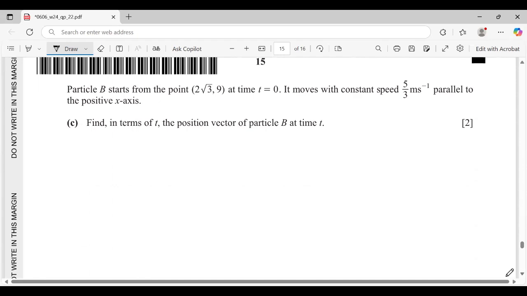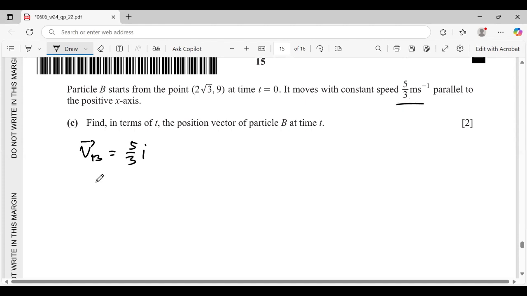Particle B starts from the point (2 square root 3, 9) at time t equals 0. It moves with constant speed 5/3 meters per second parallel to the positive x-axis. You can evaluate the diagram. Find in terms of t the position vector of particle B at time t. So the velocity vector B is 5/3 i based on this information.